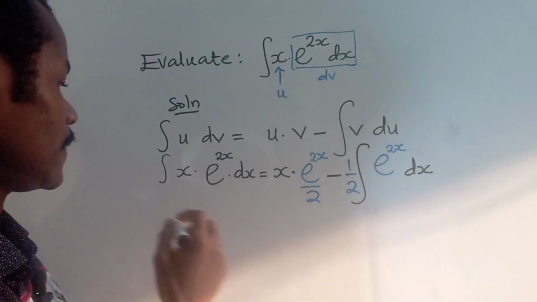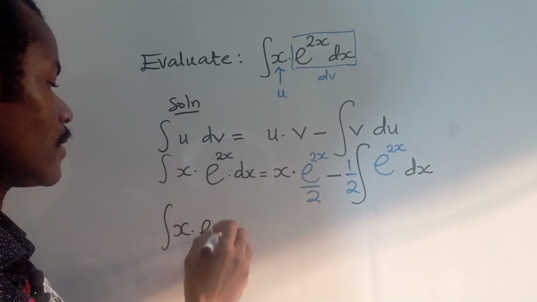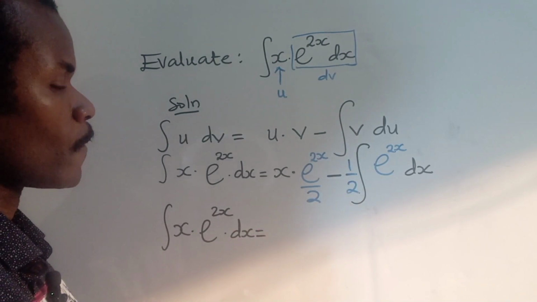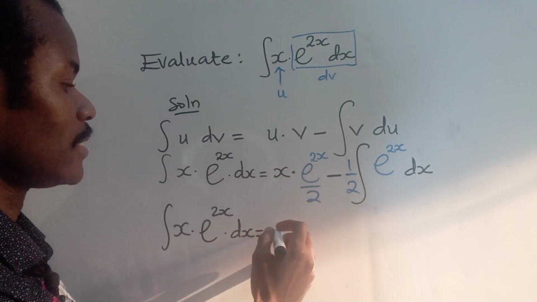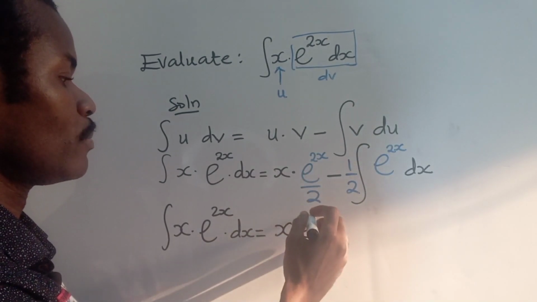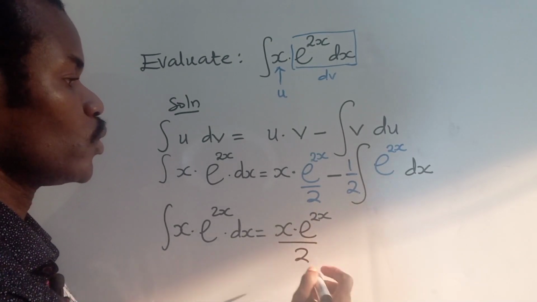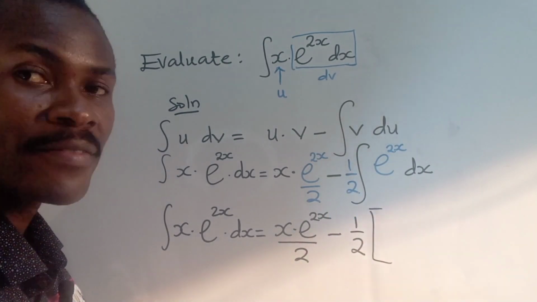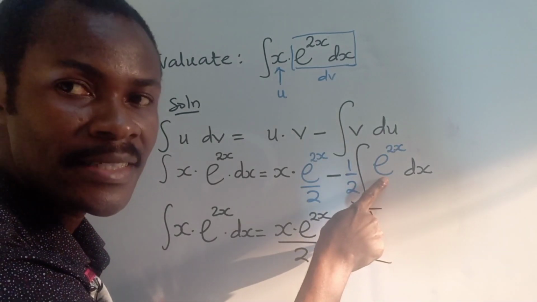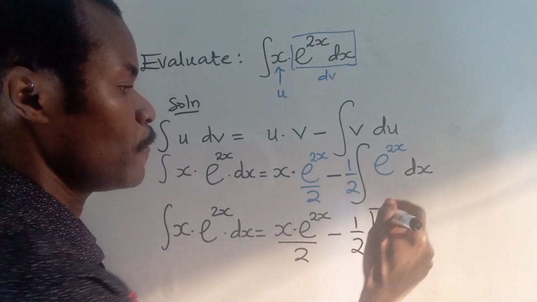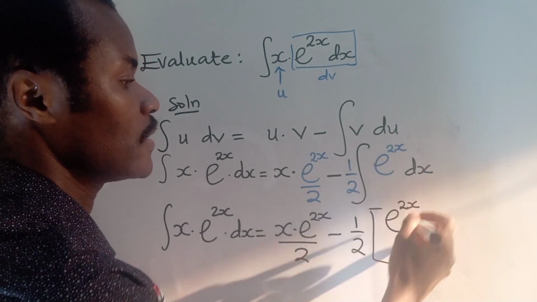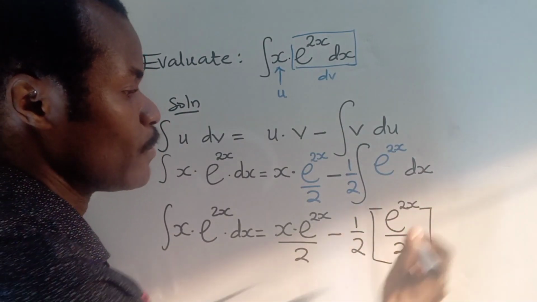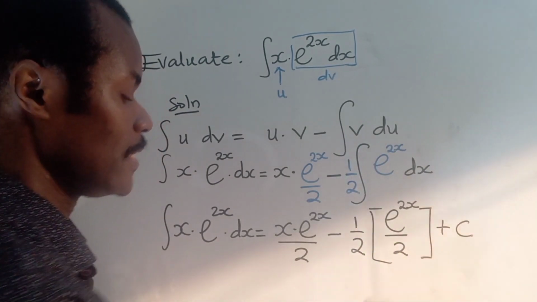So we're meant to integrate this part. So the integral of x e to the power of 2x dx is going to be x multiplied by e to the power of 2x divided by 2, minus we have half. Now, we have earlier integrated this, so this is simply e to the power of 2x divided by 2, from what we did earlier. Plus we are going to have our c.